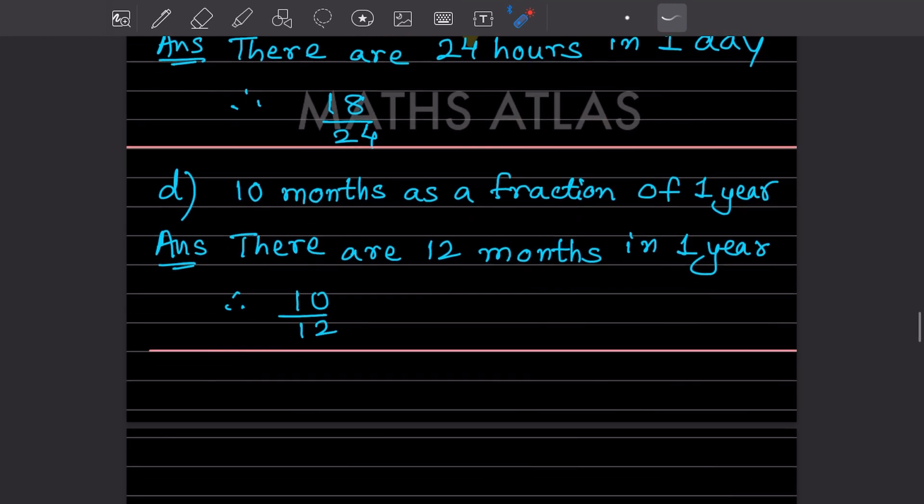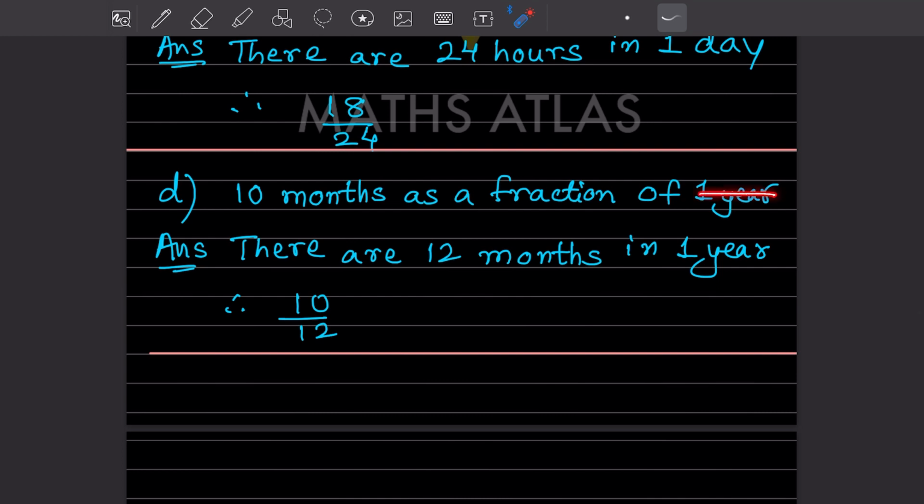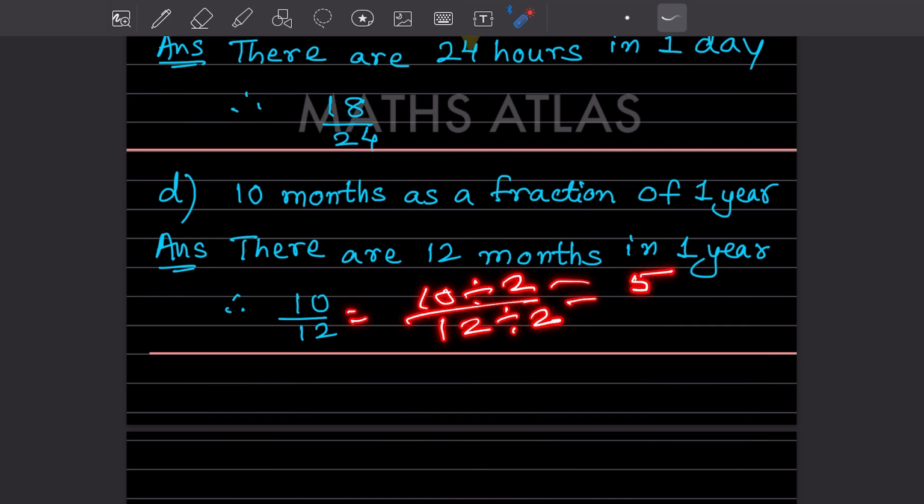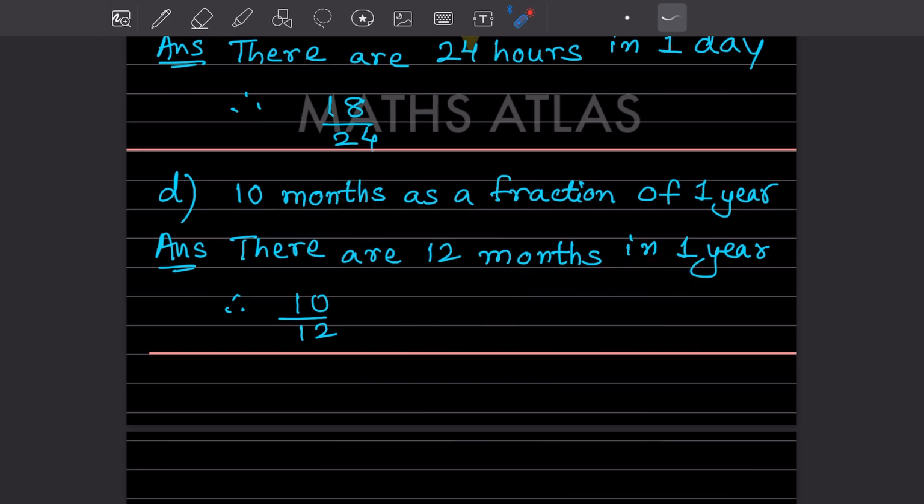Now here, see here, 10 months is a fraction of 1 year. So these are months, and this is 1 year. So you know in 1 year there are 12 months, is it? So here what will you do? 10 divided by 12. Again what we can do here, 10 we can divide by 2 and 12 again we will divide by 2. So that is going to be, 2 5s are 10 and this is going to be 6. So it can be 5 by 6.